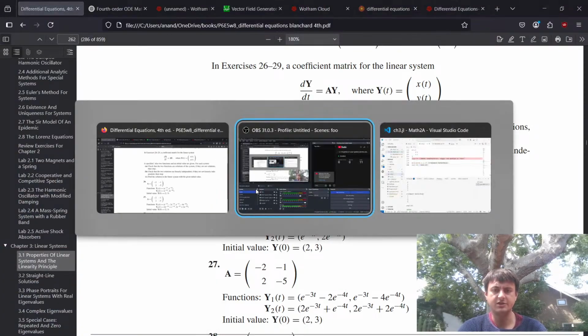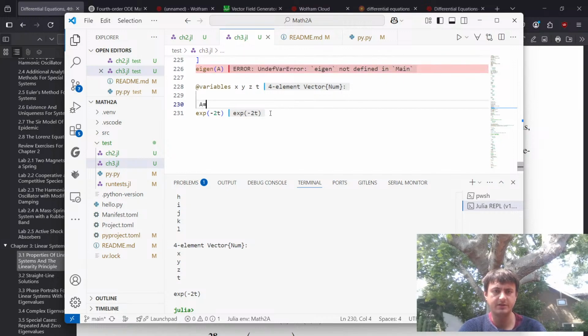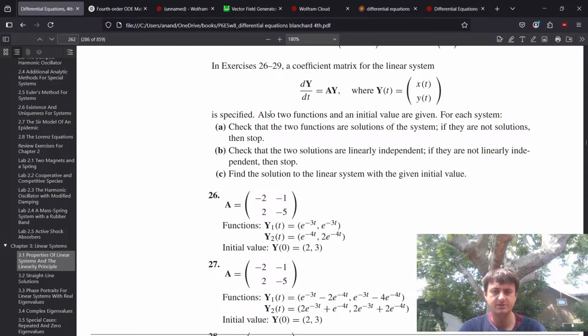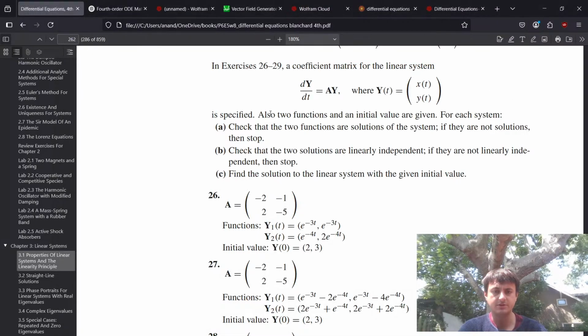All right, so let's just try to do it symbolically. I'm faster with Julia, I think. So A is equal, what is it? Minus 2, minus 1, 2, minus 1, minus 2. What was it? Oh my gosh. 2, minus 5.